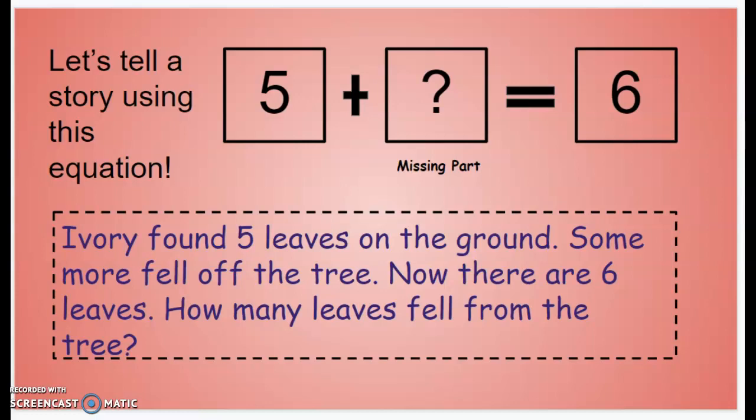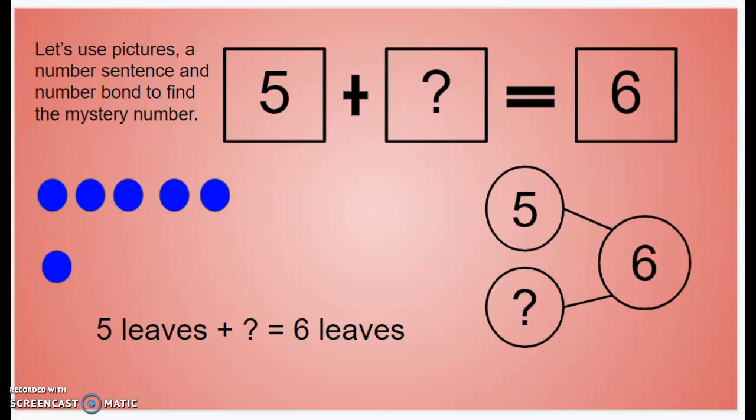Ivory found 5 leaves on the ground. Some more fell off the tree. Now there are 6 leaves. How many leaves fell from the tree? This may be a simple answer, but coming up with the word problem may be a little bit tricky. Of course, we're going to use pictures, a number sentence, and a number bond to find the mystery number.